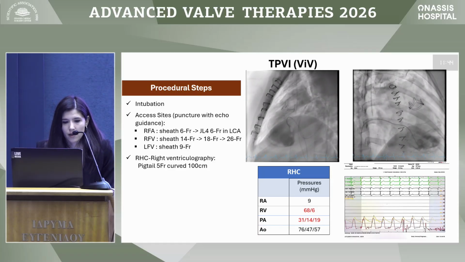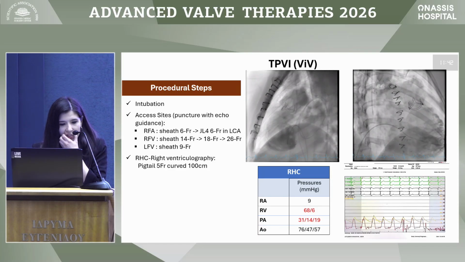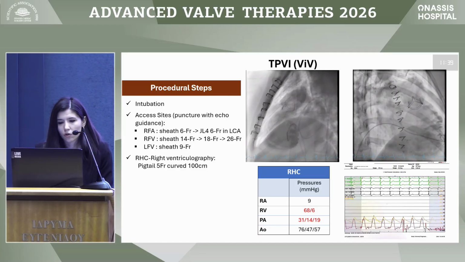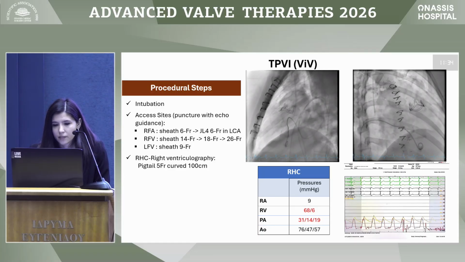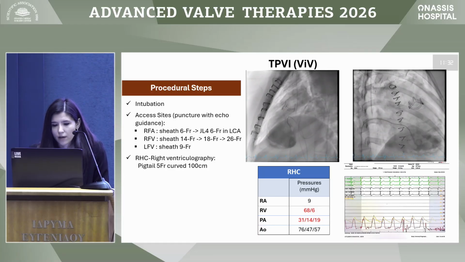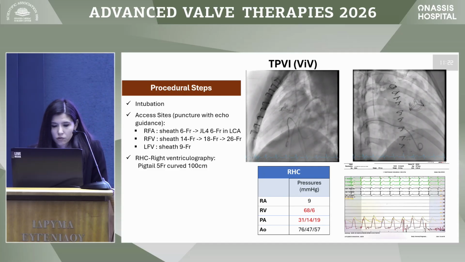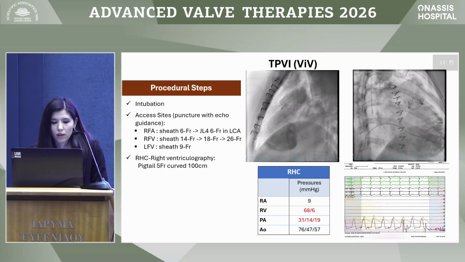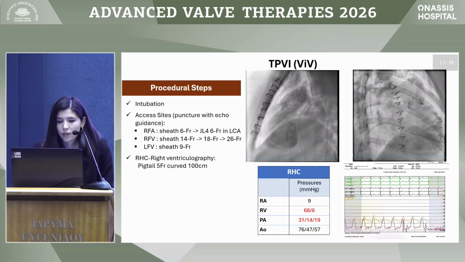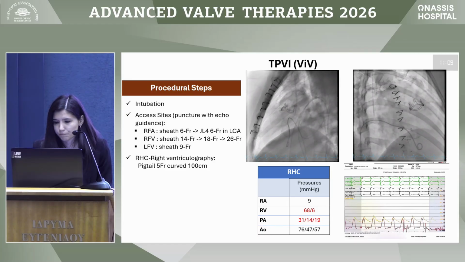So we started with right heart catheterization and right ventriculography. You can see the extremely large RV of the patient with impaired systolic function. And you see that the patient has a right ventricular pressure of 68 with an aortic pressure of 76, which means that the right pressure is almost equal to the systemic pressure. And we have a pressure gradient between RV and PA of 13 millimeters.